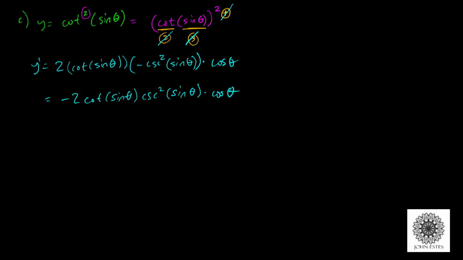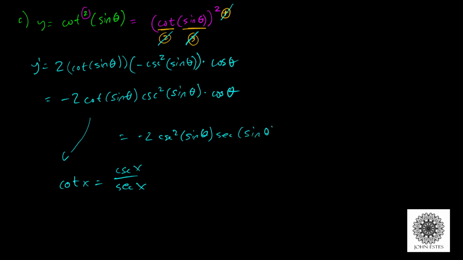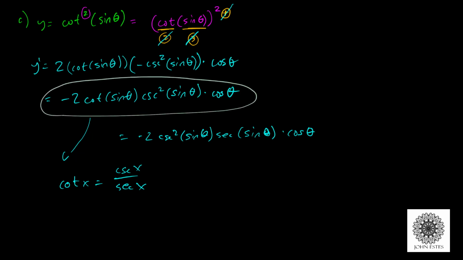One thing you may want to try is that, remember, cotangent of x is the same thing as saying cosecant of x over secant of x. So maybe you could have cosecant cubed sine theta times secant of sine theta times cosine theta. But does that help you any? Yeah, I don't really think it does. I think this is perfectly valid.